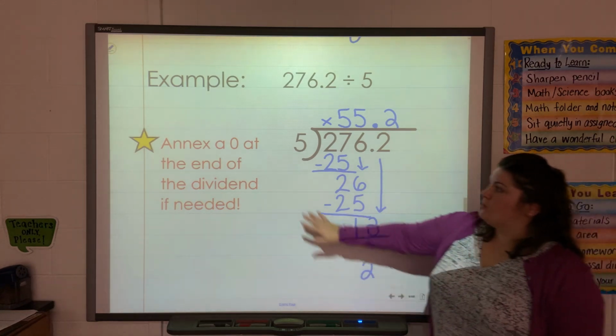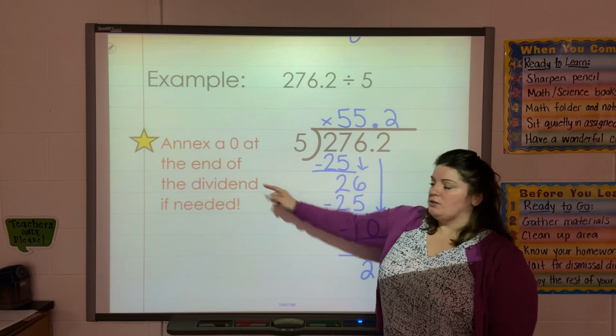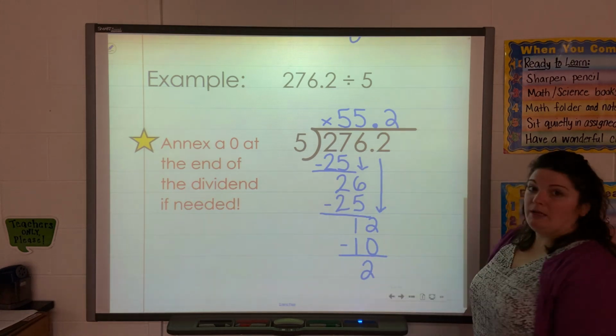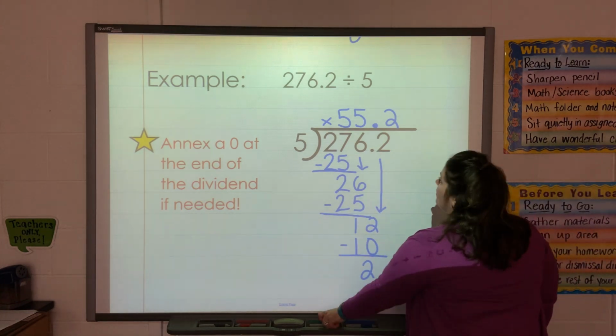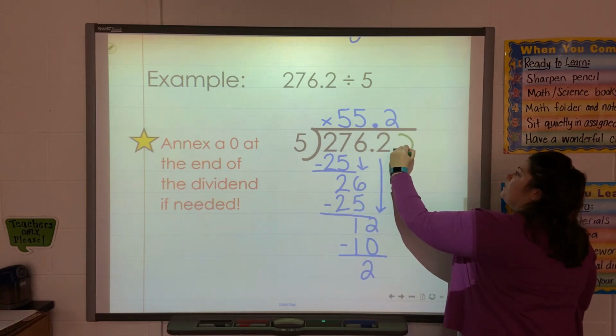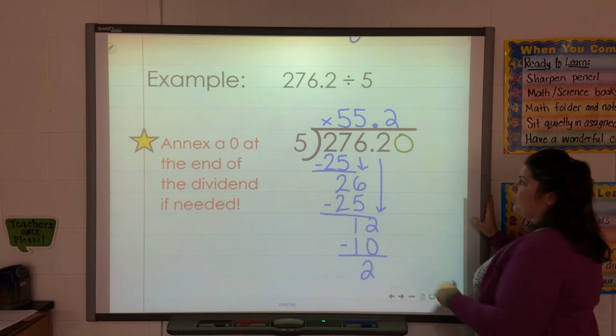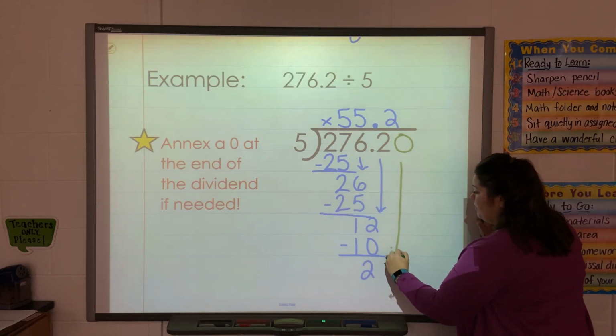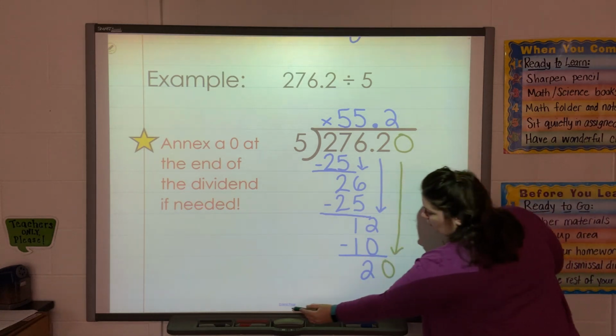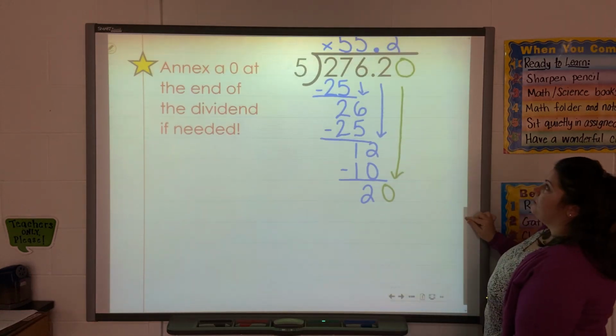So what we do is we annex a 0 to the end of the dividend if needed. And yes, we need it for this one. So I'm going to annex a 0 at the end of my dividend. Then I'm going to drop that 0, bring it down, and continue dividing.